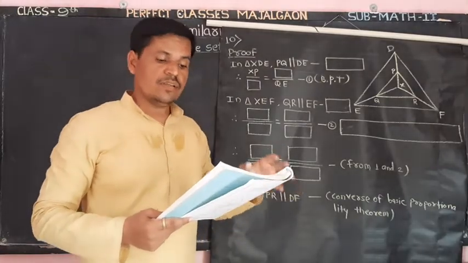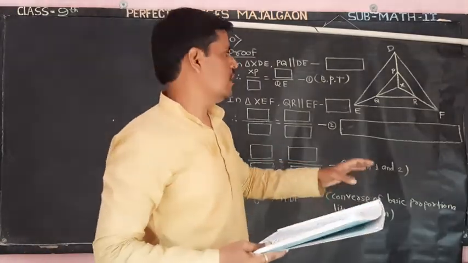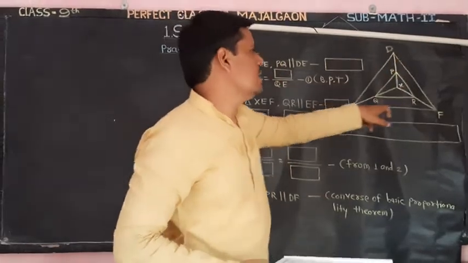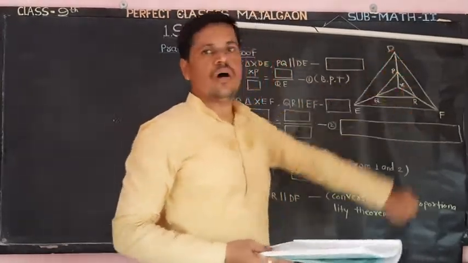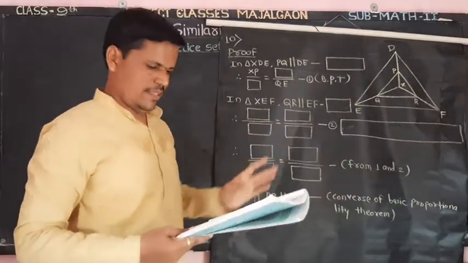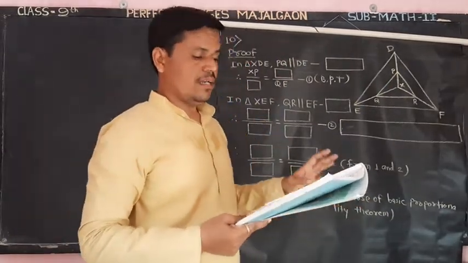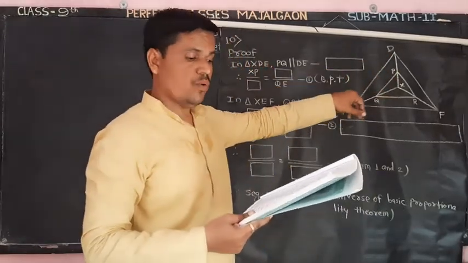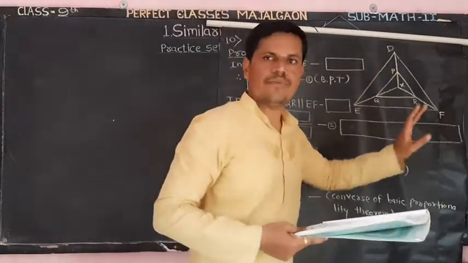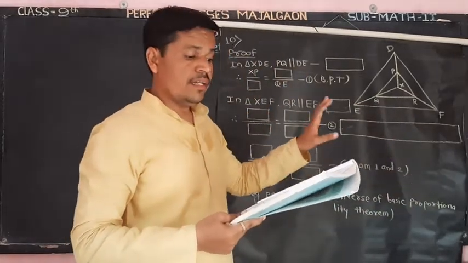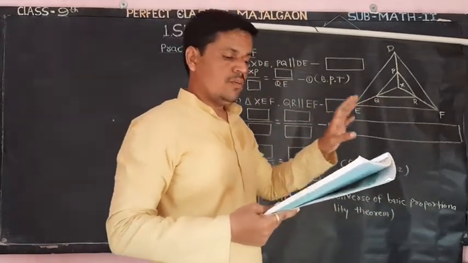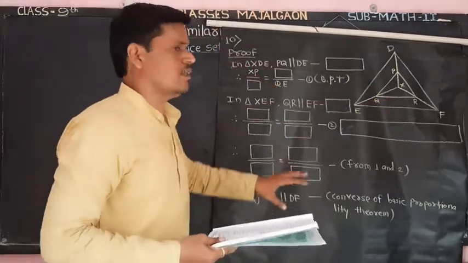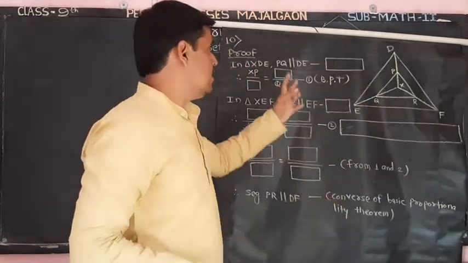Point X is joined to the vertices of the triangle. Here the vertices are D, E, F. Therefore, X is joined to all three vertices. Take PQ parallel to DE. PQ parallel to DE is given. QR parallel to EF is also given. Fill in the blanks to prove that. From this information, they have given some blanks. Now we fill these blanks.